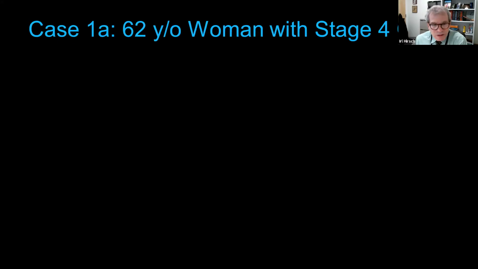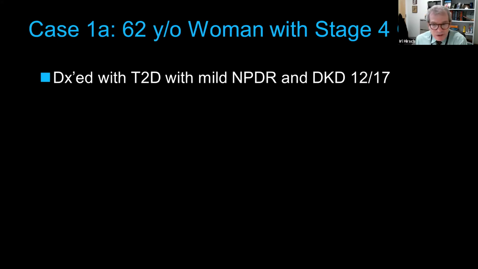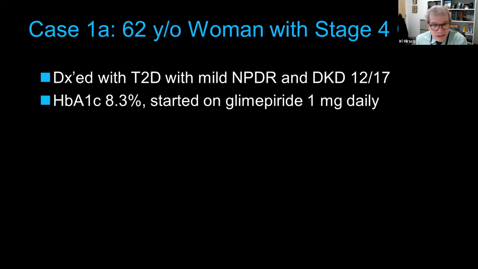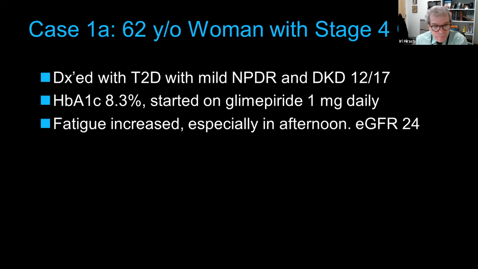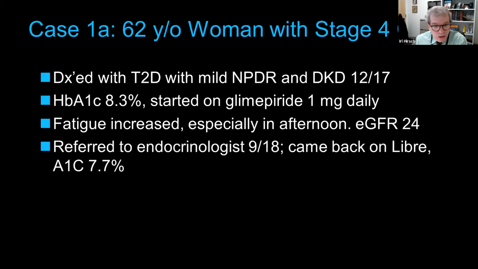Here's another one, and this is also very interesting to me because it's the opposite of what you would think. This is a woman with type 2 diabetes, non-proliferative retinopathy, diabetic kidney disease. In December of 2017, her A1C was 8.3% when she was diagnosed with her diabetes. Her internist started her on low dose of a sulfonylurea. She actually got more fatigued, especially in the afternoon, and she had relatively severe CKD with an eGFR of 24. So she was referred to me, and I did a Libre on her, a Libre Professional.